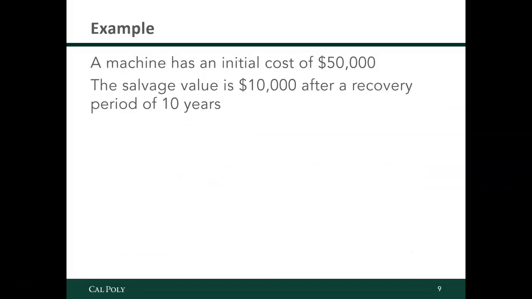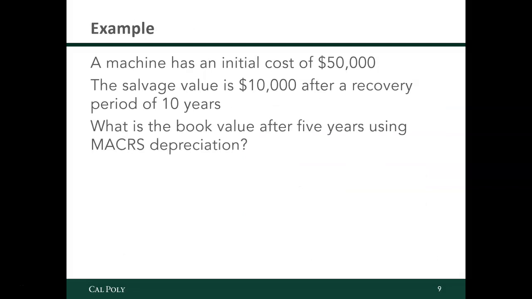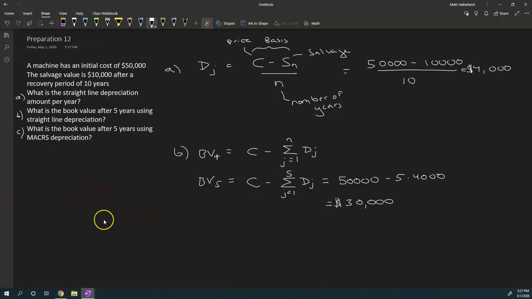So let's do a last example. The machine has a cost of $50,000. What is the book value after 5 years using MACRS depreciation? So the book value at time T is C minus the sum from J equals 1 to N of DJ, but DJ under MACRS is the initial purchase price, C, 50,000, multiplied by a factor, and that factor comes from a table.